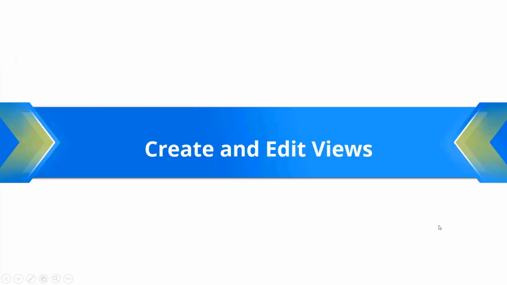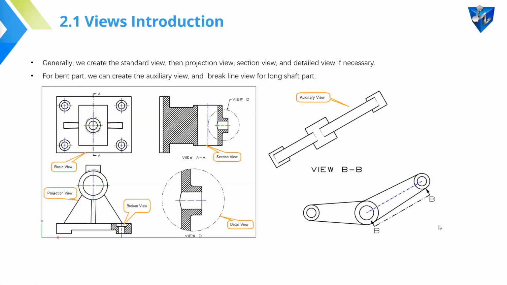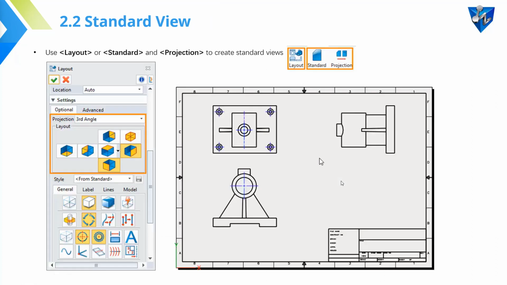Okay, so let's check how to create and edit the views. Generally, the views include the standard views, the basic and projection views, and we may need the section view, the broken view, or detail views. Sometimes we may need the auxiliary view or the breakline view. So the first step, we will learn about the standard view.